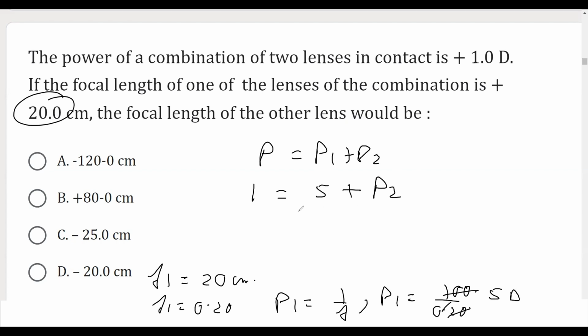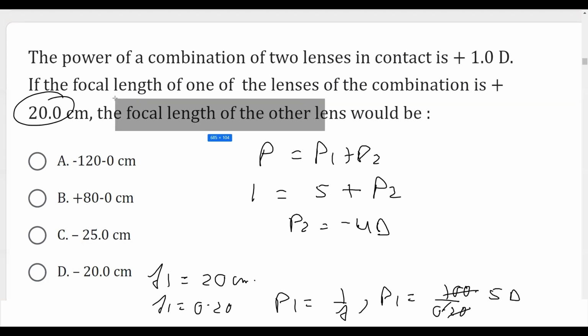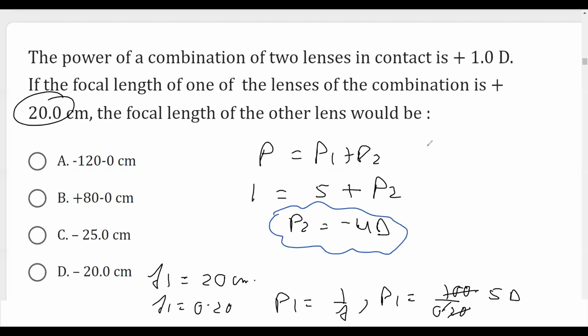Now P2 is what? Missing. So I can say P2 comes out to be 1 minus 5, which is minus 4 diopter. But check, we have to find the focal length of the lens, right? So once we have got the power of this second lens, we can find its focal length using the same relation. P2 is equal to 1 over F2. Well, we know P2 as minus 4, so it's minus 4 equals 1 over F2. So I can say by cross multiplication, F2 is 1 over minus 4. Minus is always in the numerator.